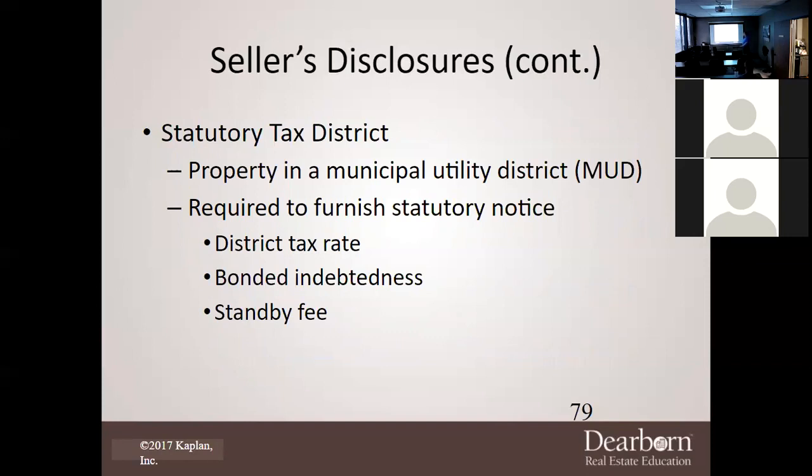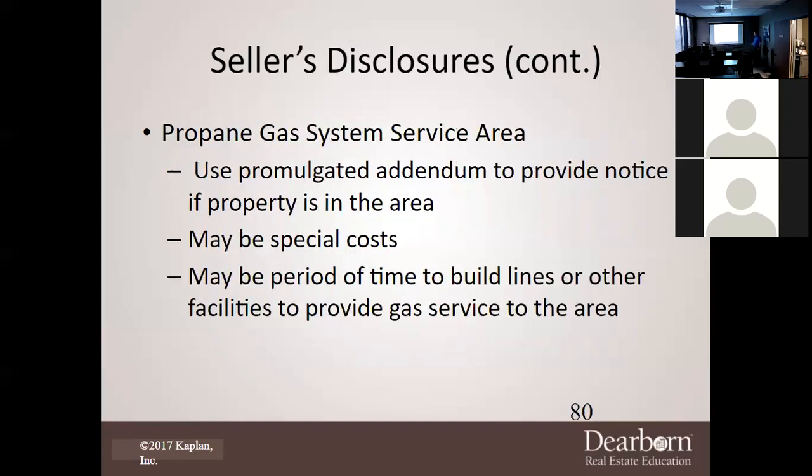Statutory district or tax district: the property can be in what's called a municipal utility district, which is a MUD. And it's required to furnish statutory notice. There's the district tax rate, the bonded indebtedness, and the standby fee.